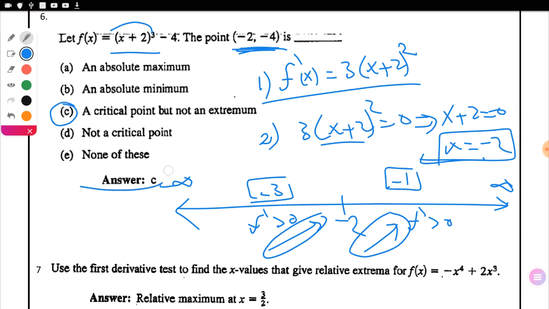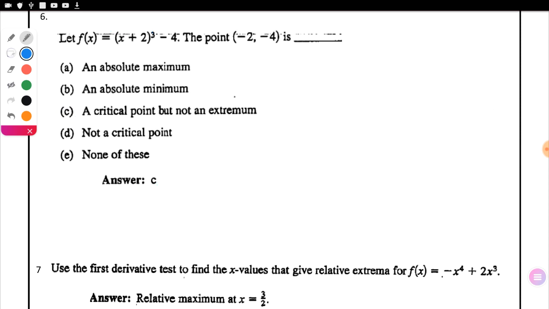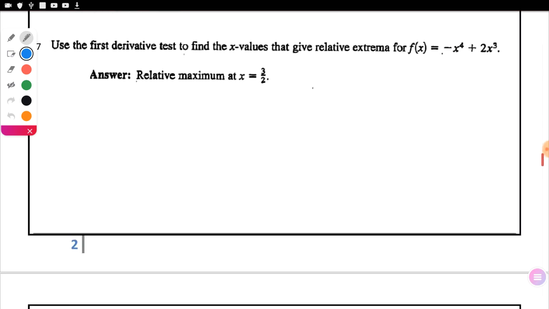That is why we choose part C. By looking at the given answers, they talk about critical number and extrema, so I have to use the first derivative test. And why do you use the first derivative test? You don't use the table because he didn't give me a closed interval.